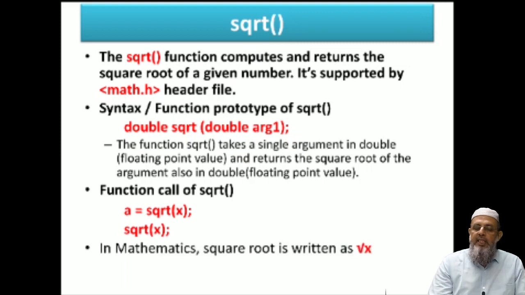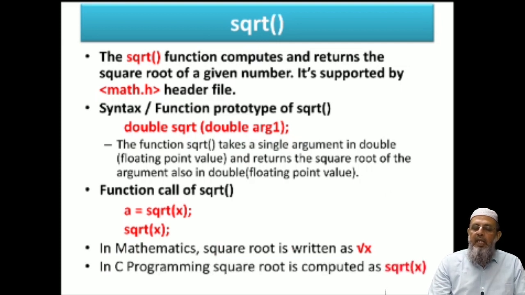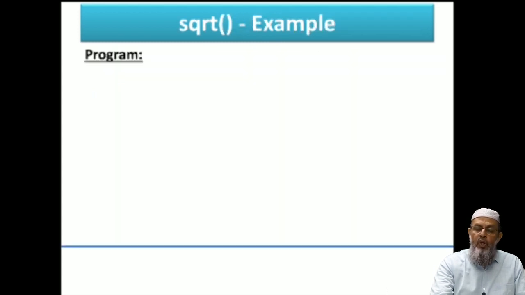In mathematics, a square root is written as under root x, and in C programming, a square root is computed as sqrt(x). In parentheses, we provide the argument, which is also known as the parameter. So we'll see one example of the sqrt function. Here we have #include <stdio.h>, which includes the standard input output header file, to use the printf and scanf functions. Second is #include <math.h>, which we need for the math functions.